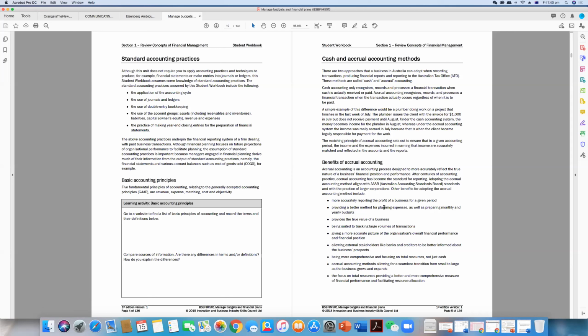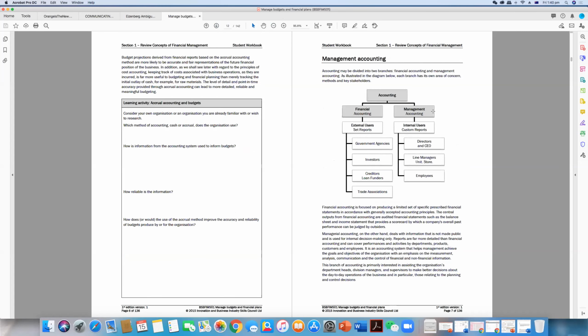Benefits of accrual accounting include more accurate reporting of the profit of a business for a given period, because although they will pay you maybe after a few days or a few months, you will receive it anyway. So we want to know the accurate status of your company. So we need to use accrual accounting, providing a better method for planning expenses as well as preparing monthly and yearly budgets, and providing the true value of the business, and being suited to tracking larger volumes of transactions, giving a more accurate picture of the organization's overall financial performance and financial position. You can read by yourself.